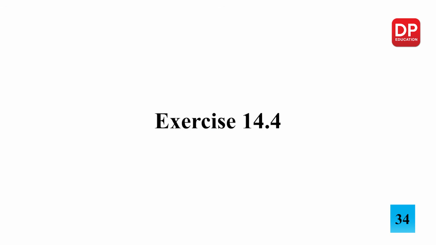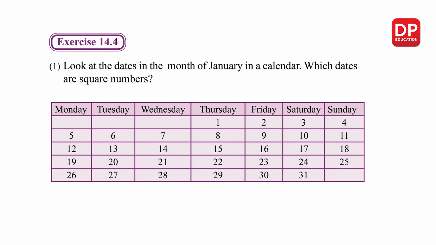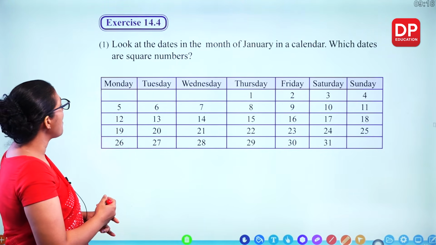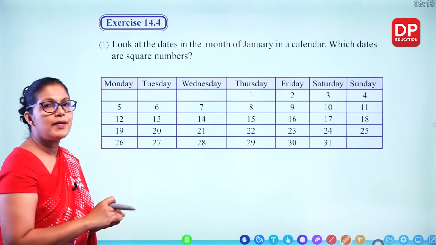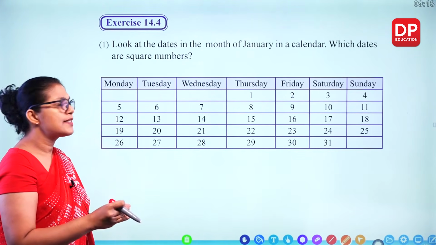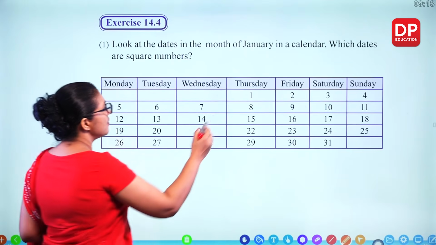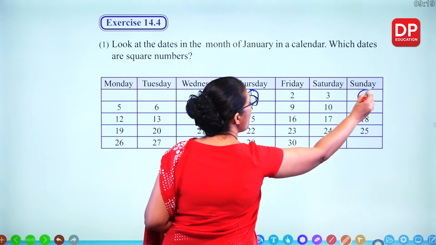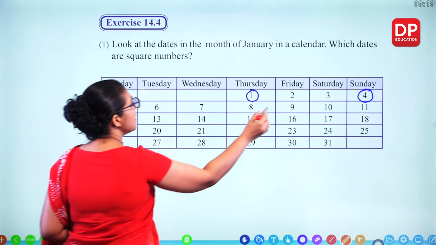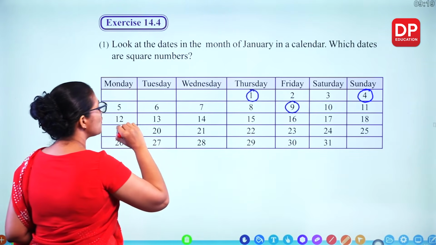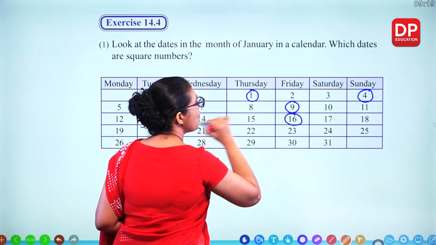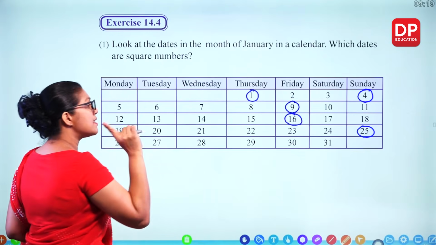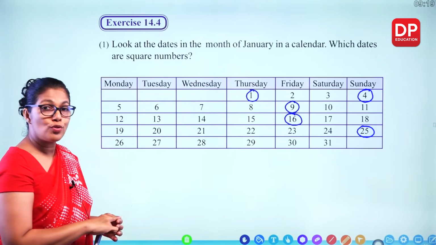Exercise 14.4. Look at the dates in the month of January in a calendar. Which dates are square numbers? Square numbers, when you multiply the number by itself. 1 times 1, 1. 2 times 2, 4. 3 times 3, 9. 4 times 4, 16. 5 times 5, 25. 6 times 6, 36, but this is up to 31.